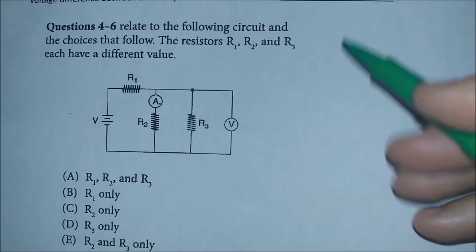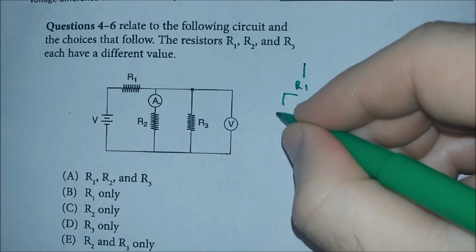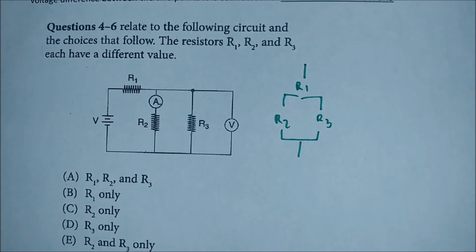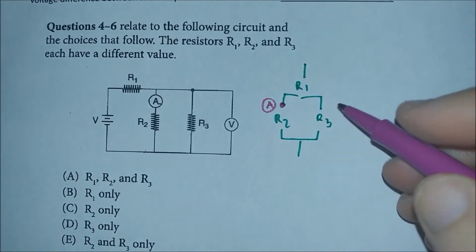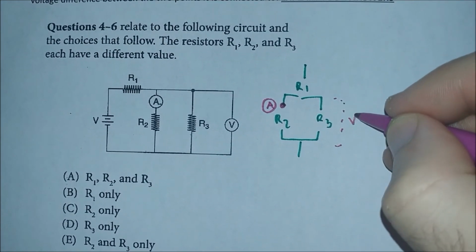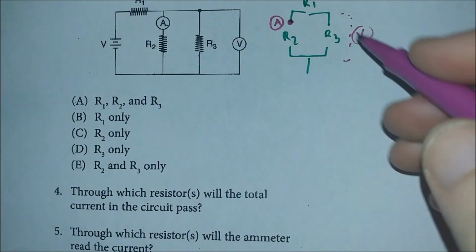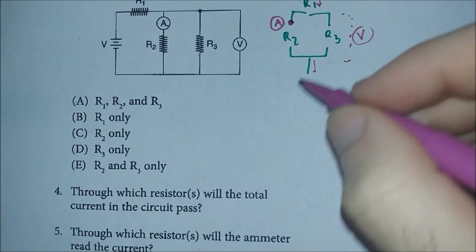Now that's an ammeter. That's a voltmeter. I'm going to redraw my picture again. The ammeter is right above R2. So that tells you how much current is going through that path. The voltmeter is bridging those two. It tells you how much voltage is between those 2 points.